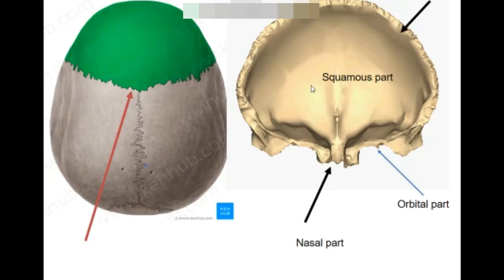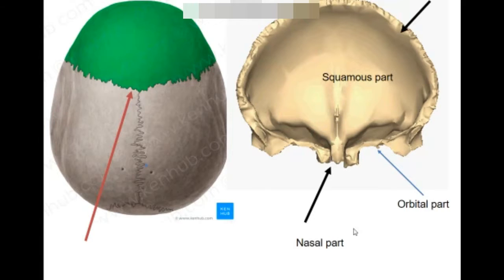Okay, in this picture, you can see this is the frontal bone. The frontal bone consists of three parts. The first one is the squamous part. The squamous part is the largest part and forms the majority of your forehead.